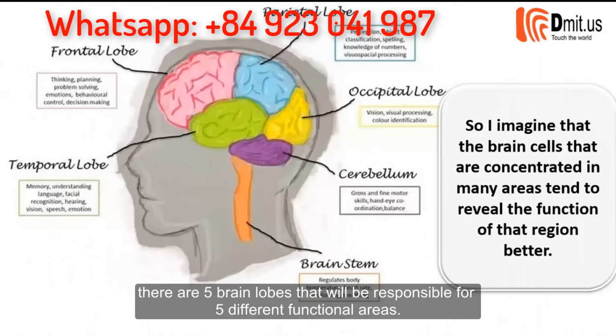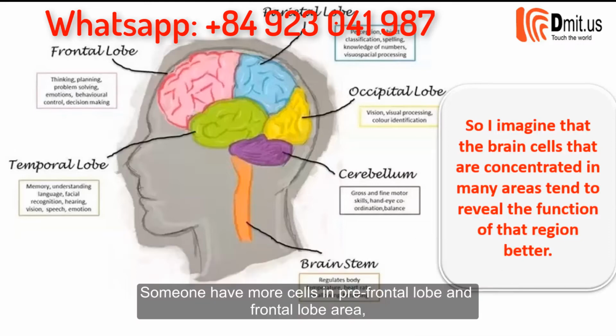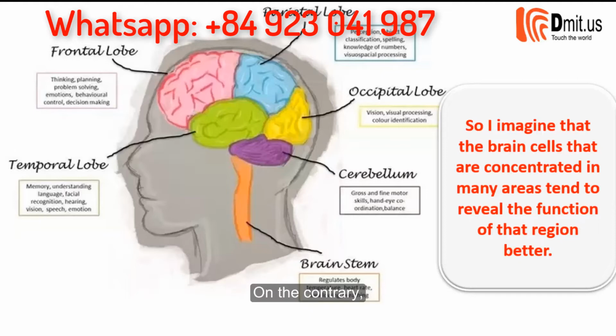In short, there are 5 brain lobes that will be responsible for 5 different functional areas. Function of awareness, function of thinking, function of movement, function of sound and image. Having a good understanding about the 5 brain lobes helps us to understand more clearly about human potential. If someone has more cells in the prefrontal lobe and frontal lobe area, the speed of processing and receiving information will be more sensitive. On the contrary, if they focus more on the parietal lobe, they tend to like more activities.